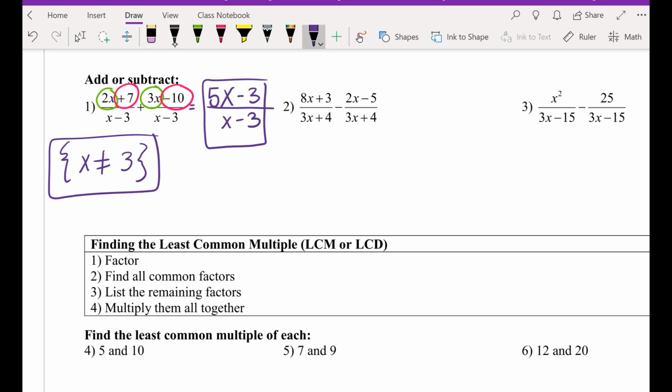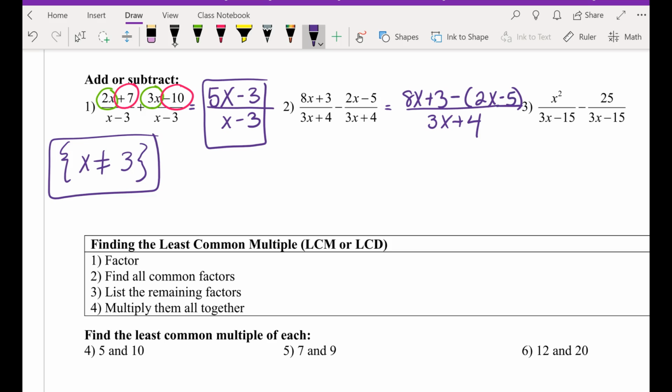Number 2, 8x plus 3 all over 3x plus 4, take away 2x minus 5 all over 3x plus 4. So look at the denominator. Bella, is the denominator already the same? Yeah, so I don't have to do anything. I'm just going to write it over. So 3x plus 4. On the numerator, I'm going to copy it over, and I'm going to write the second in a set of quantity. So minus a quantity of 2x minus 5.